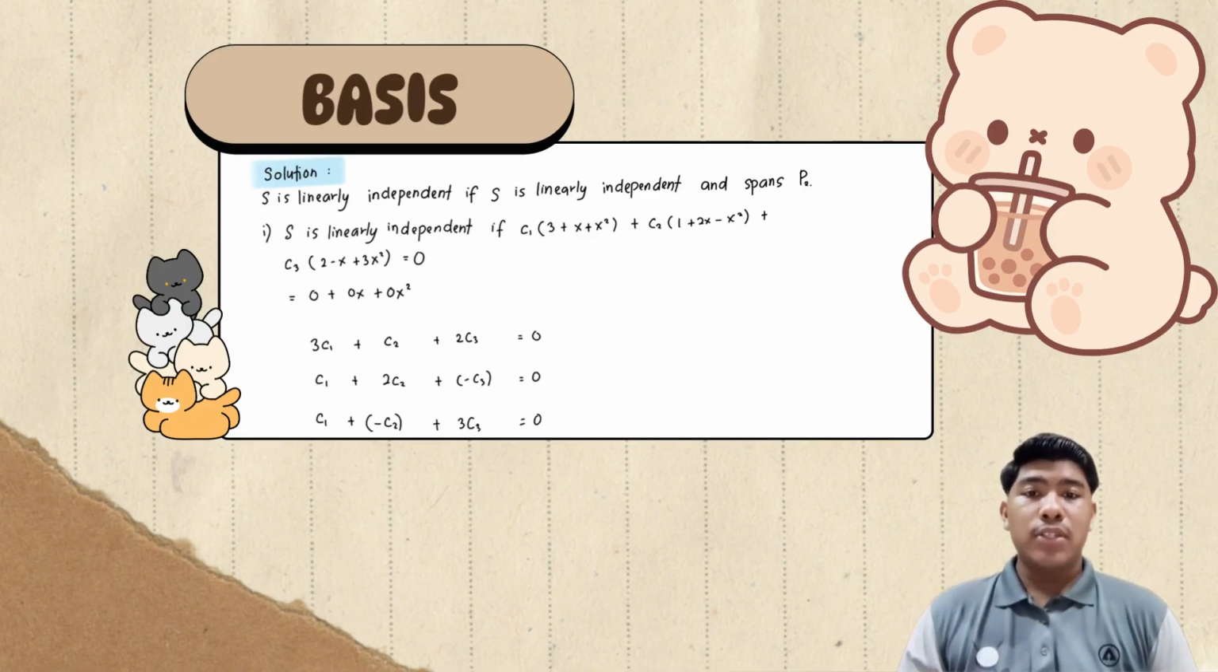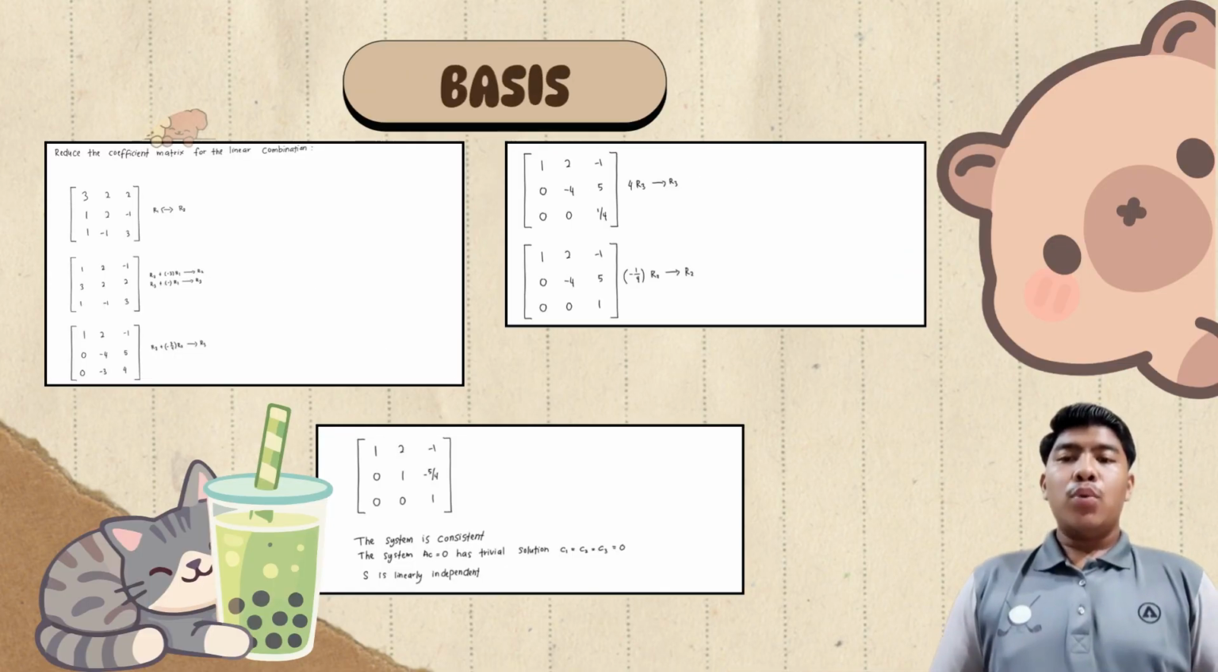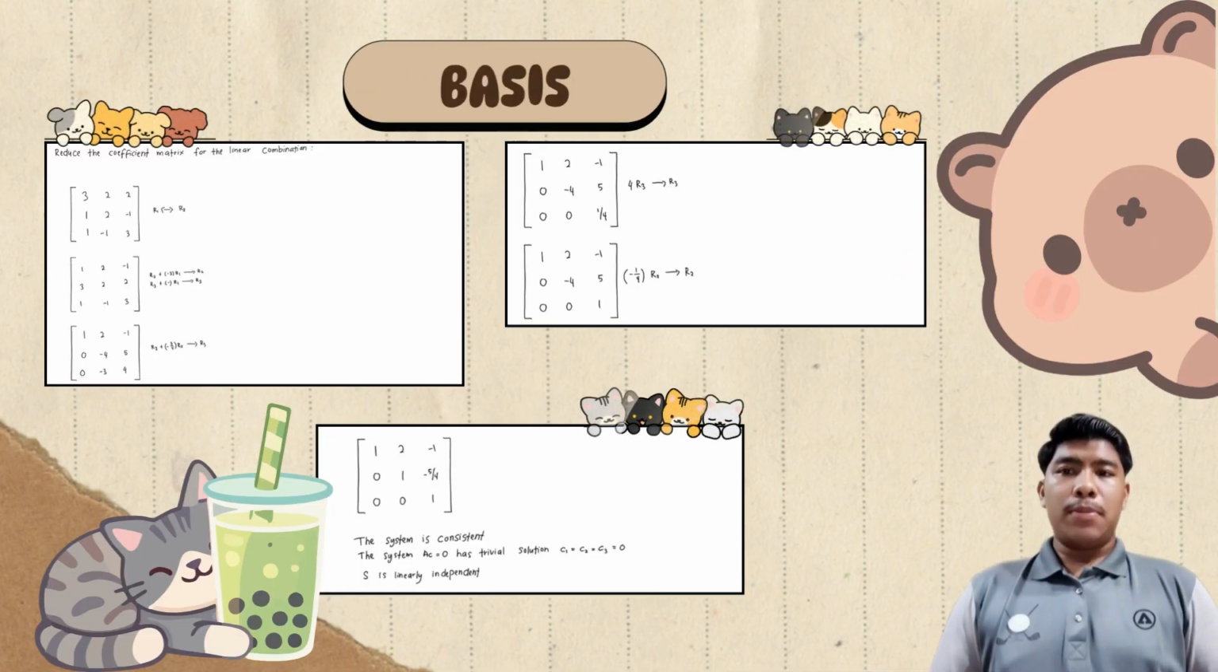Next, we collect the coefficients of the constant term. By comparing the coefficients on both sides, we obtain these three linear equations. These equations will then be written in matrix form so that we can solve them using the Gauss elimination method. Now, we solve the coefficient matrix using Gauss elimination.